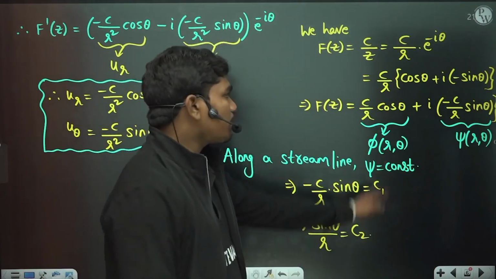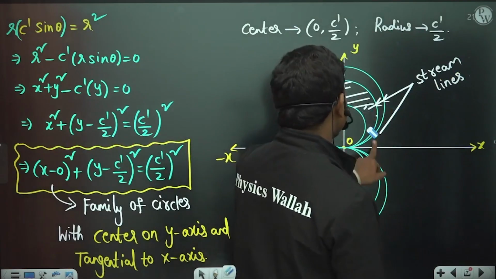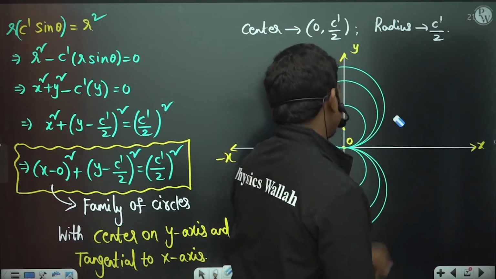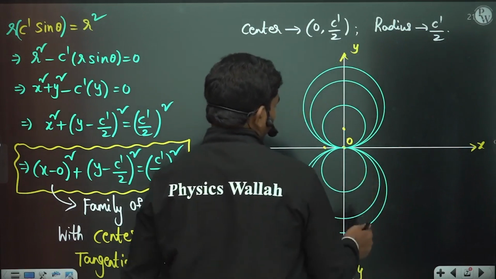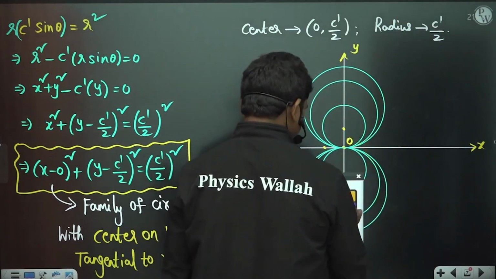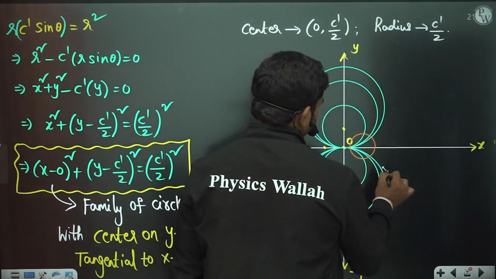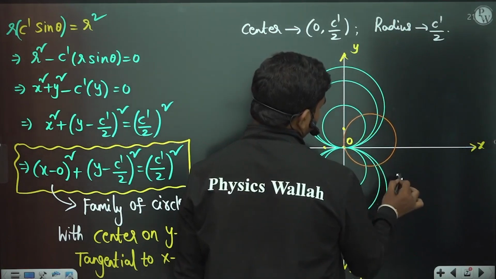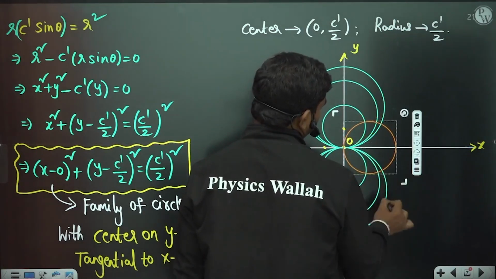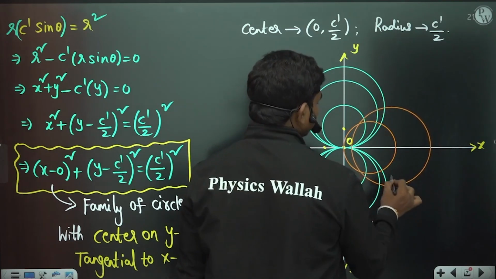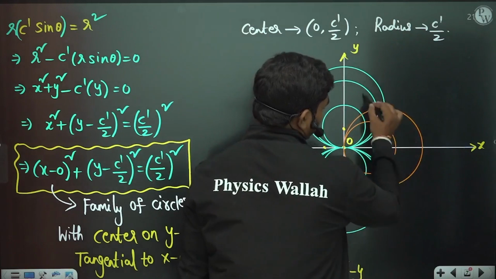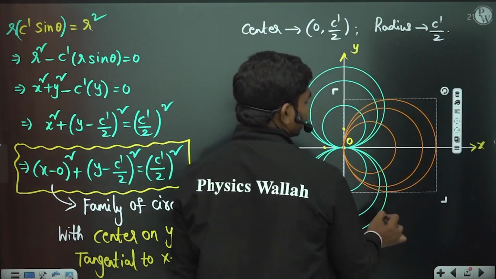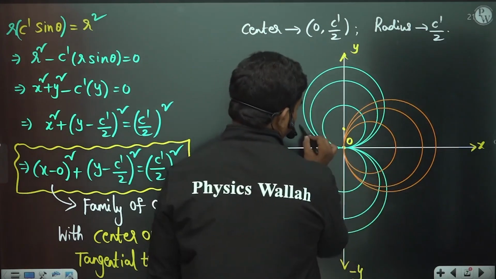Similarly, the equipotential lines, if you draw them, are again circles. I am erasing this shaded part. The basic idea is to tell you that these are streamlines. Whatever is in blue color are streamlines, and whatever is in red or orange color, all these will be equipotential lines. These orange circles will be equipotential curves.